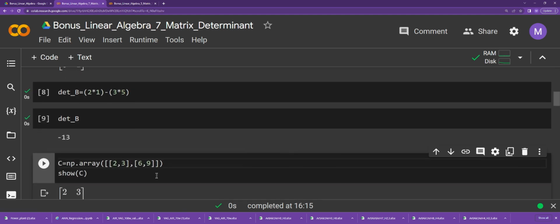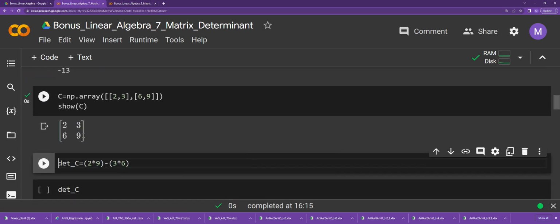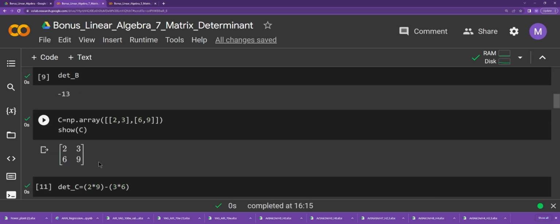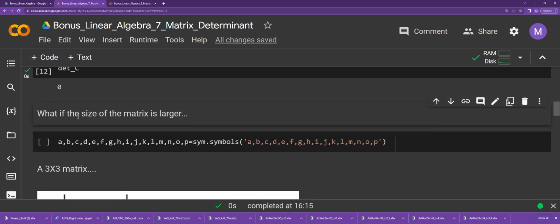Or let's say if you have another matrix, okay, I'm sure you know it by now. So it's 2 times 9 minus 3 times 6. Very easy, right? But then, as I said, this seems pretty simple and not really challenging, is it? But when does it get complicated?